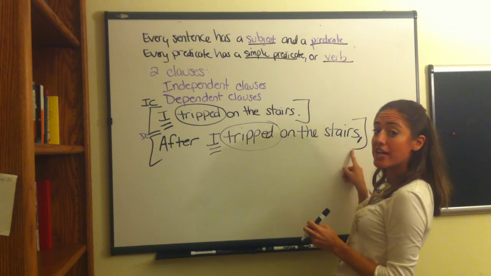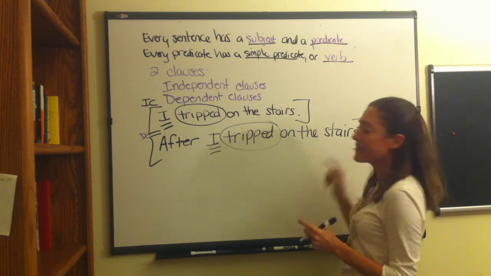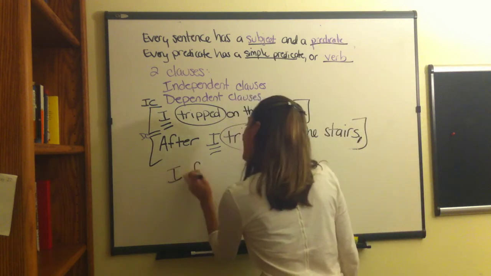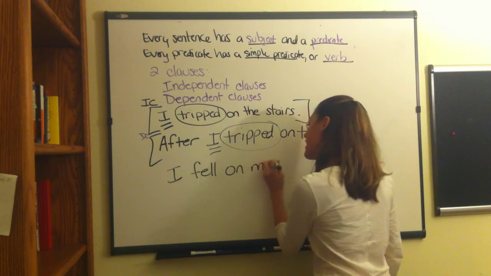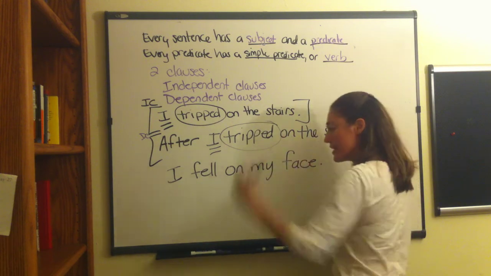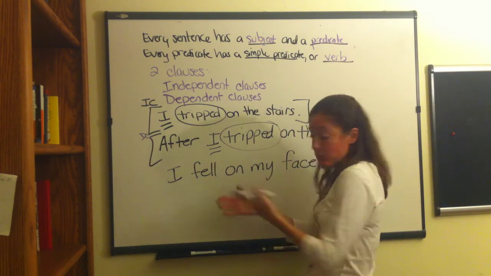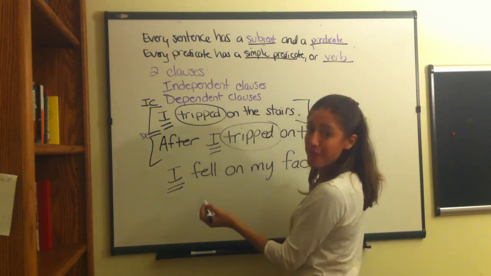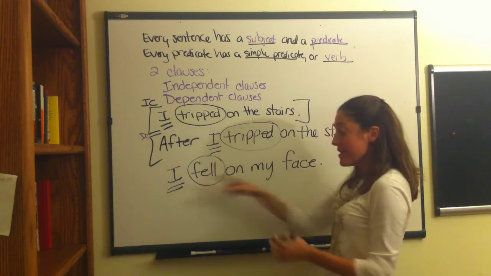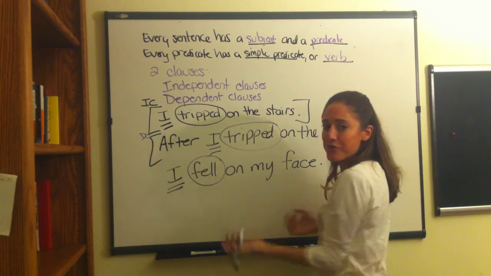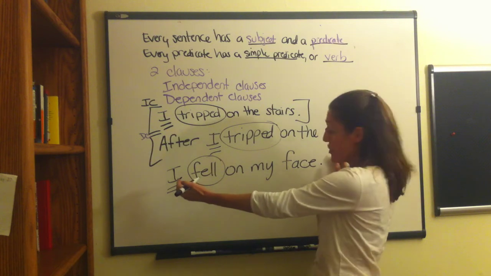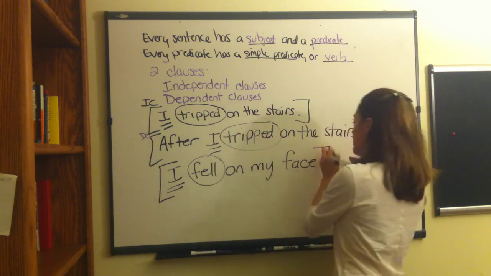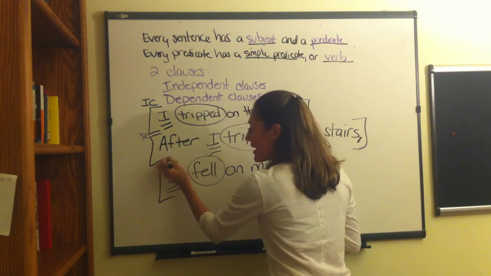Okay, see that comma I just added? You're going to need to add a comma. That's key. After I tripped on the stairs, I fell on my face. Period. What's the subject here? What's this part about? It's about me. What am I doing? I'm falling. I fell. This chunk of a sentence has a subject and a verb also, right? But this could stand alone. I fell on my face. It's an independent clause. So go ahead and bracket that. Go ahead and write IC.